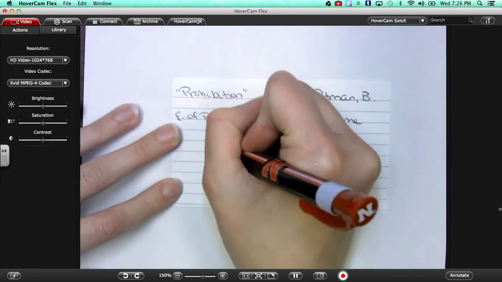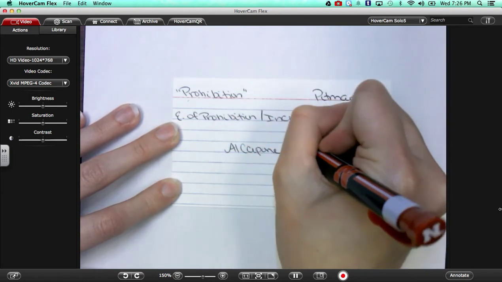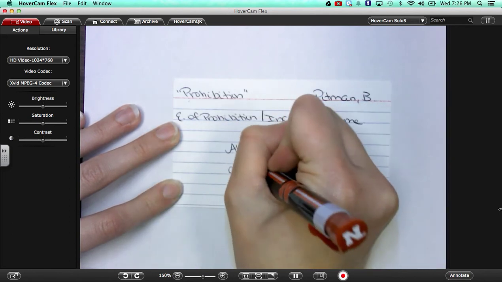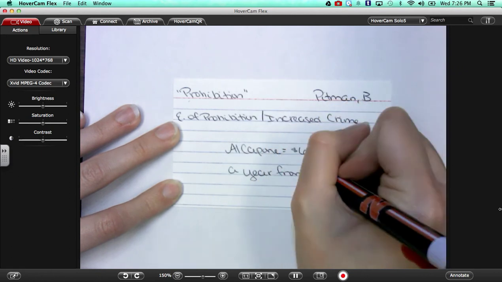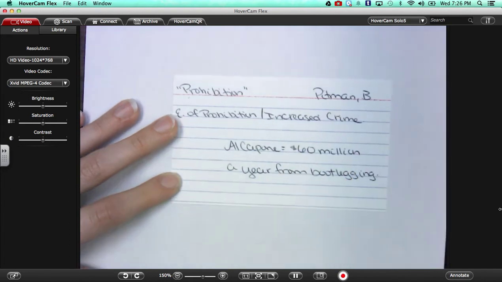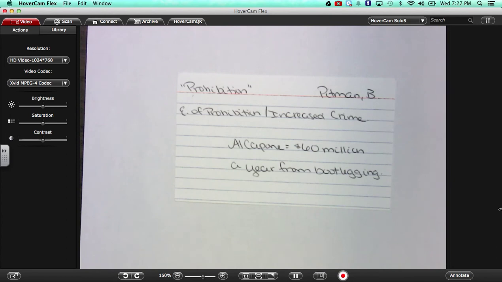So here I would just write Al Capone equals 60 million. There you go. There's not going to be a page number because there's no page in an internet citation. Remember, one note per card. It's going to make it way easier for you to sort them out later when it comes time to sort out by your outline. All right, the next source that I'm going to pull from has an author.